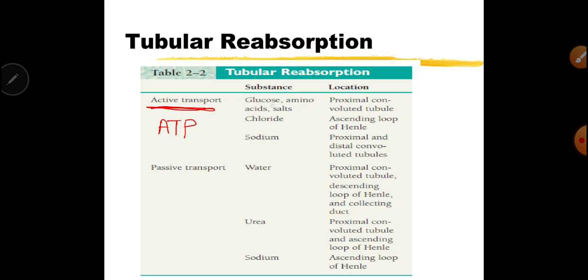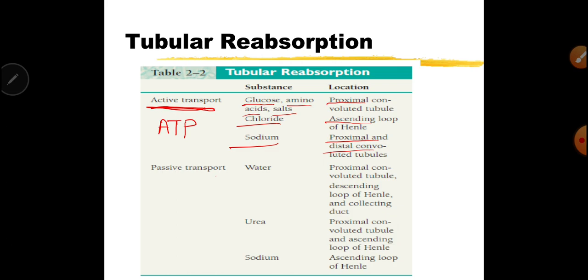Active transport includes glucose, amino acids, salts, chloride, and sodium. It has different functions and different sites for this process. We have the proximal tubules, ascending loop of Henle, and the proximal tubule and distal tubule for this process. So the active process for the reabsorption of these solutes will need energy in different sites. It will preserve these solutes from the loss.